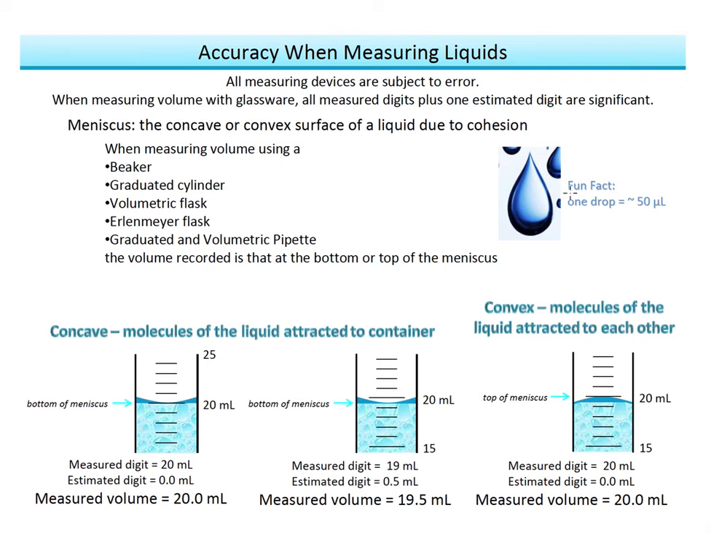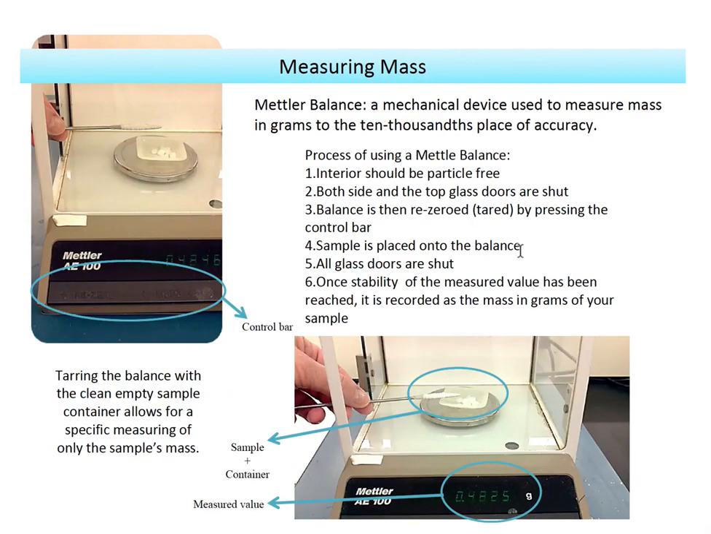And then here's a little fun fact. One drop of water is about 50 microliters. Very small. We'll start doing these conversions, and you'll see just how small that is.